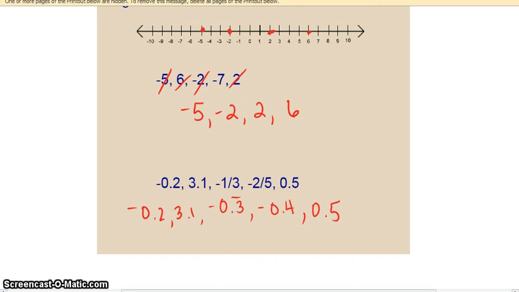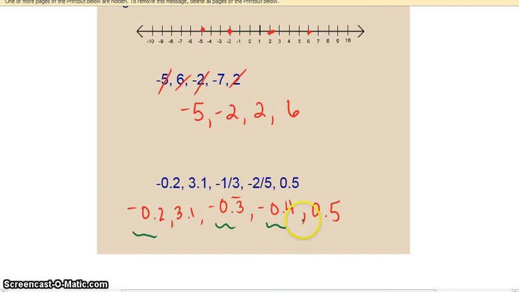So the first thing I did was I converted all fractions to decimals because they were pretty easy to convert. And now I can really compare. So I can see that I have these three as negative numbers. So I need to start there first. Those are my smaller numbers.